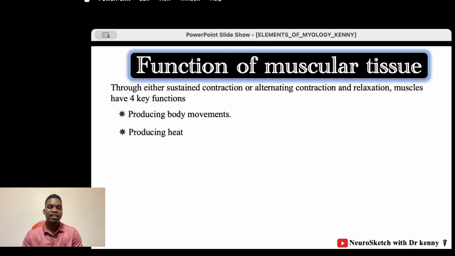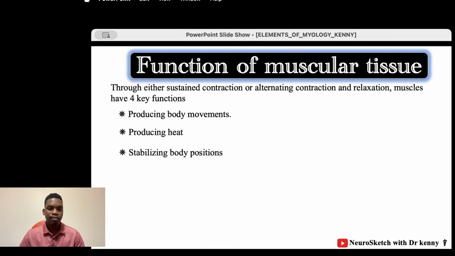But we know that muscles can also produce heat through shivering. When you feel extremely cold, you start shivering. That's actually the muscles sliding against one another to produce heat. It's the friction within the muscles that produces heat, and that's one of the basic functions of muscles.